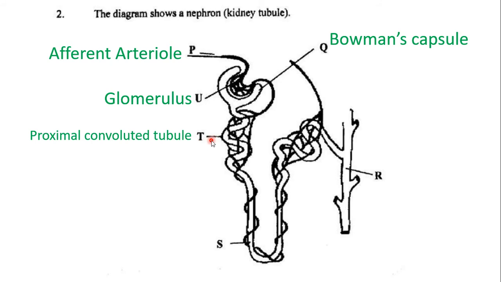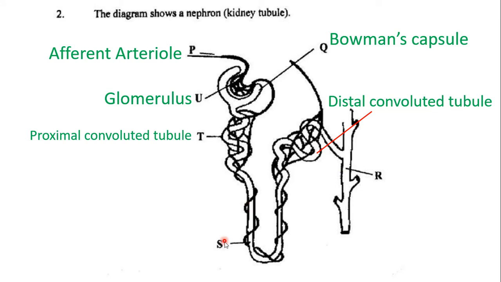Now, while we're here, they didn't ask us to label it, but this part is the proximal convoluted tubule. But let's label it one time on the other side. After we go around the loop, there is this structure. It's also a convoluted tubule, but it's not the proximal convoluted tubule. We call it the distal convoluted tubule, okay?